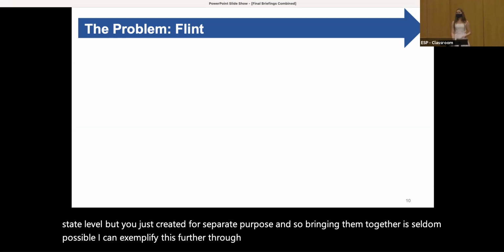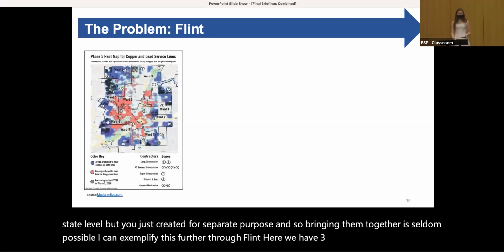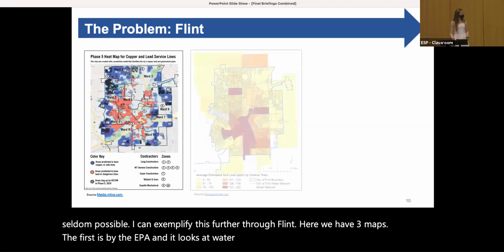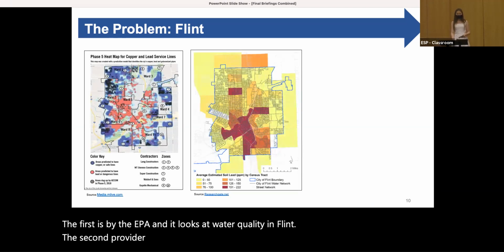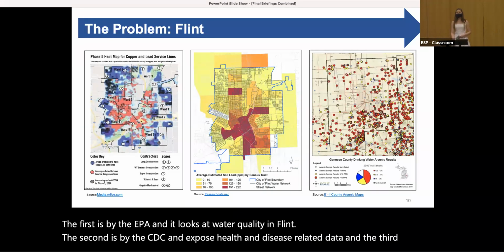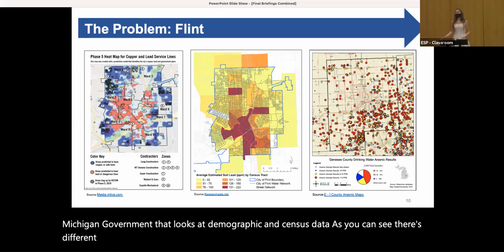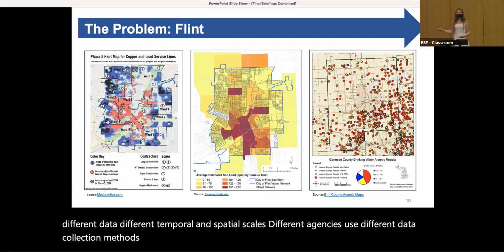Here we have 3 maps. The first is by the EPA, and it looks at water quality in Flint. The second is by the CDC and explores health and disease-related data. And the third is by the Michigan government that looks at demographic and census data. As you can see, there is different data, different temporal and spatial scales. Different agencies use different data collection methods, yet all of these maps are of Flint, exemplifying the same problem.